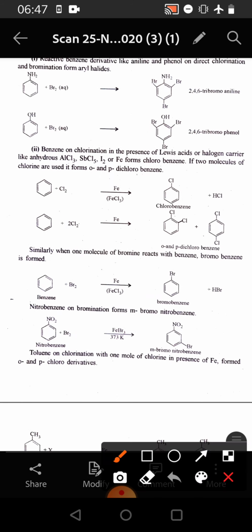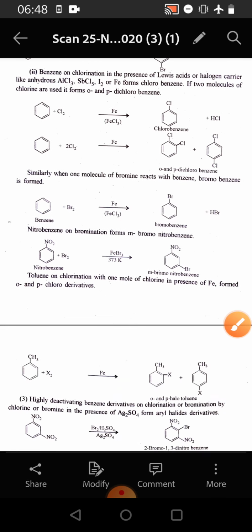Second method we come to is benzene on chlorination in the presence of Lewis acids or halogen carriers like anhydrous AlCl3, SbCl5, I2 or iron, which forms chlorobenzene. If two molecules of chlorine are used, it forms ortho and para dichlorobenzene. For example, benzene reacts with one molecule of chlorine in the presence of iron and FeCl3 to form chlorobenzene. And when benzene reacts with two molecules of chlorine in the presence of Fe, it forms ortho-dichlorobenzene and para-dichlorobenzene.